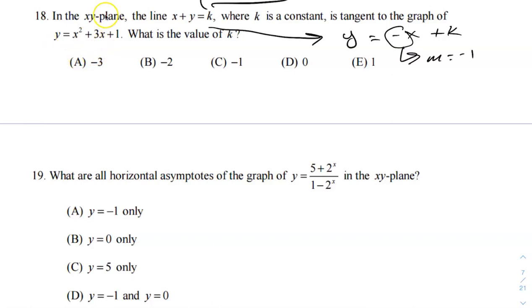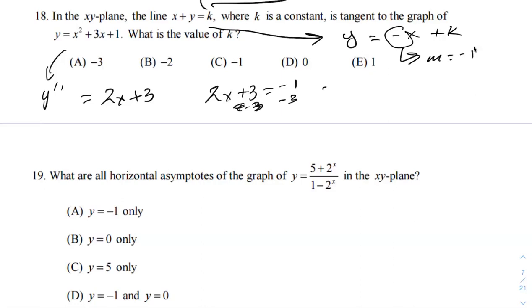So if I take the derivative of this, it would be 2x plus 3. When I plug in the proper x value, it should give me a slope of negative 1, because this is the equation of a tangent line. So let's figure out where the x value is. 2x plus 3 equals negative 1. Minus 3 on both sides, 2x equals negative 4. Divided by 2, x equals negative 2. So when x is negative 2, this is the equation of the tangent line.